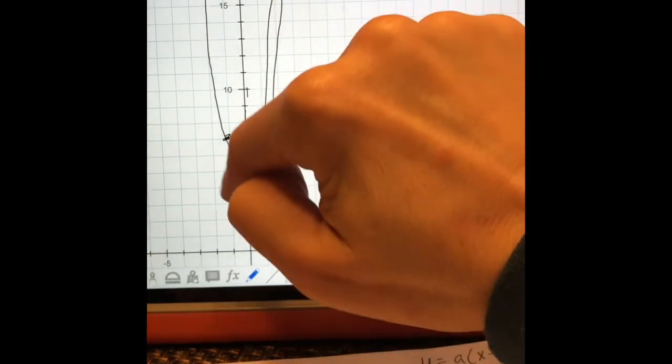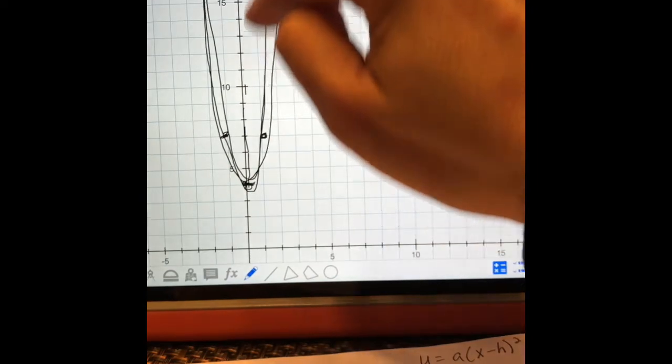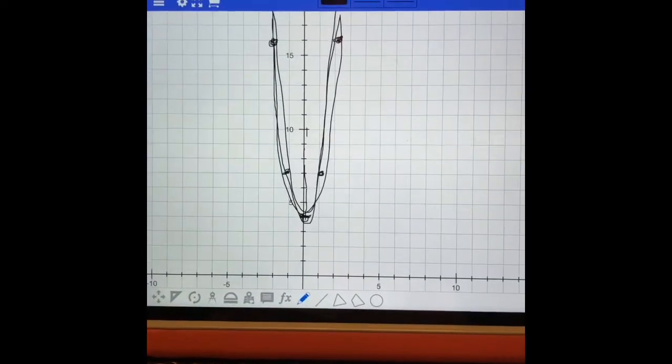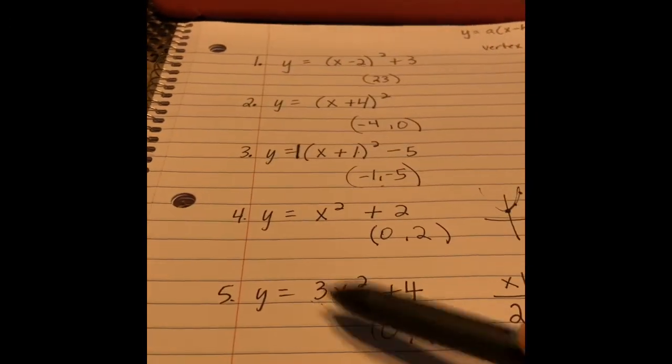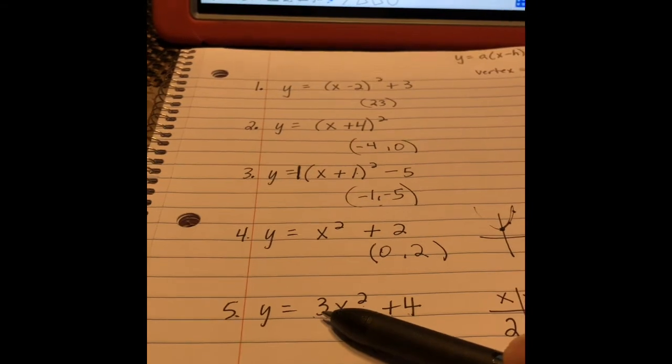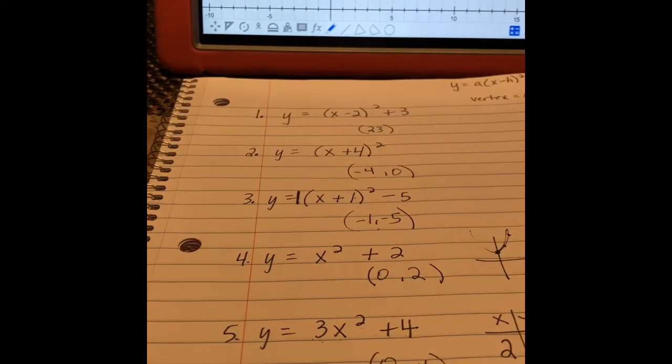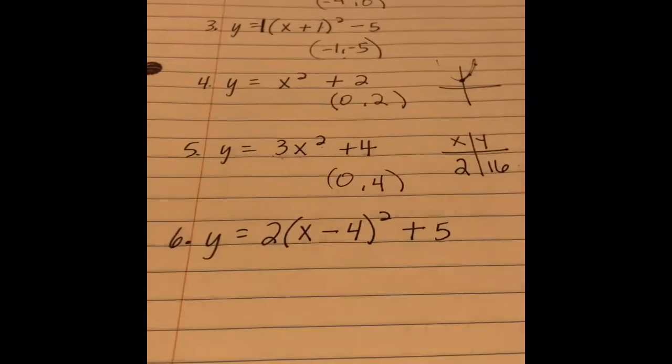We call that a vertical stretch. Think about a rubber band stretching vertically. It's nice and skinny. And that's because your a value was more than 1. If your a value is less than 1, then it would be a vertical shrink and it would be like a wide parabola. Okay, so I'll do one more with you here.